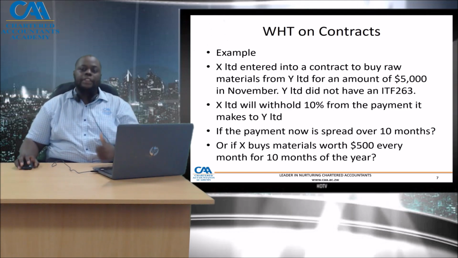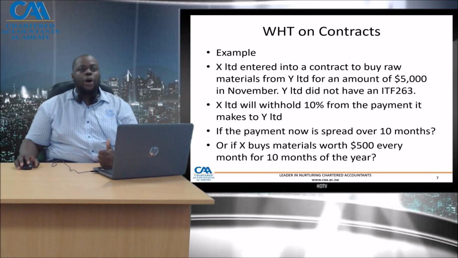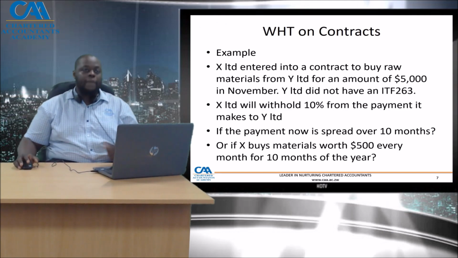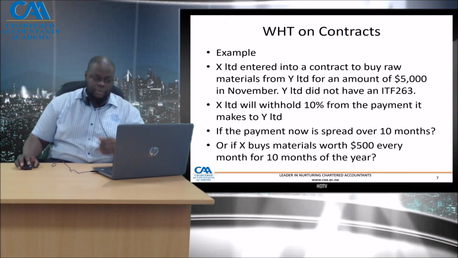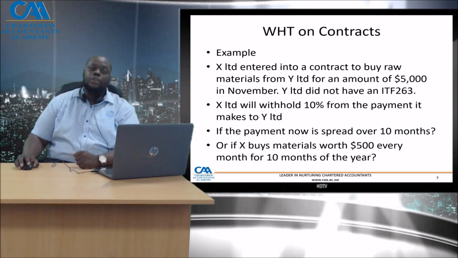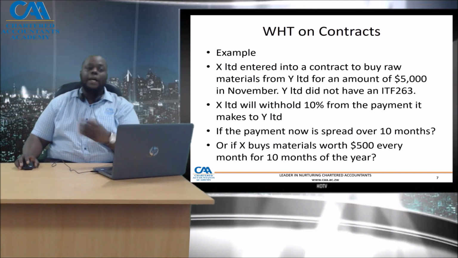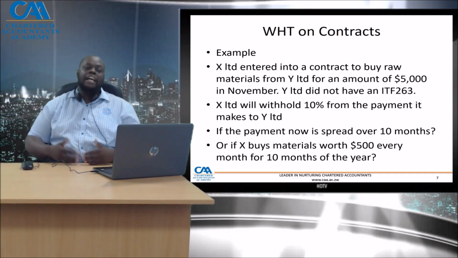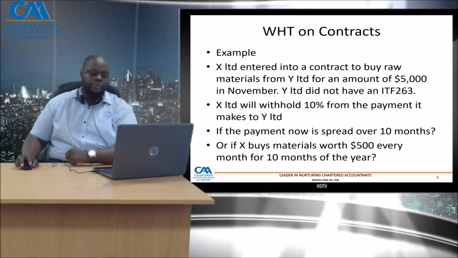So a recap. One, the payer of the amount has to provide a certificate to the payee, which is in this case Y Limited, when they withhold that amount of tax. And this is not a final tax, because Y Limited can then use that amount withheld to deduct from its tax liability.